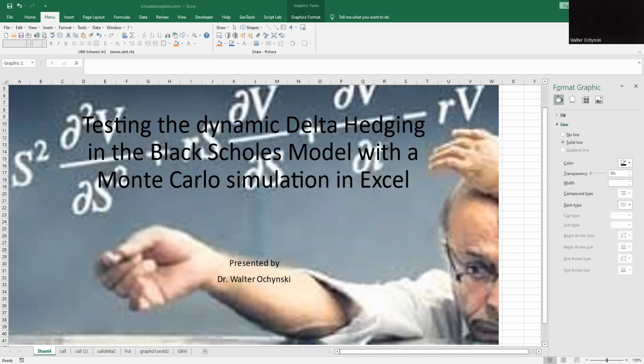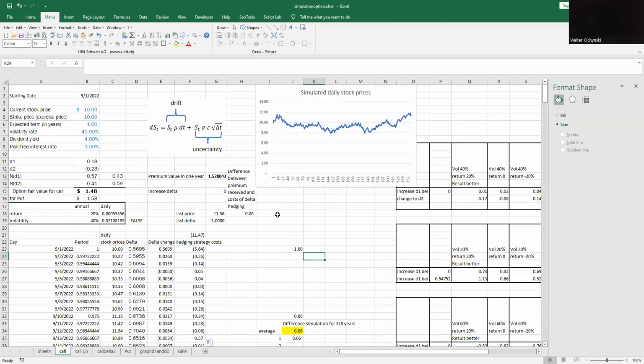The Black Scholes model tells us that with dynamic delta hedging, the option provider can hedge all the risks. Let's see how good this model is. Can we hedge all the risk with delta hedging? I will try to answer this question with the help of the presented simulation.